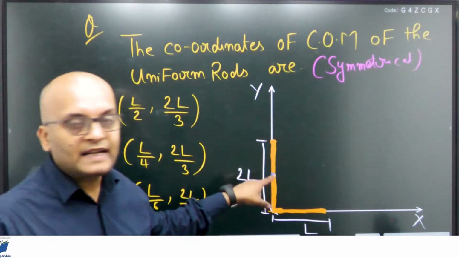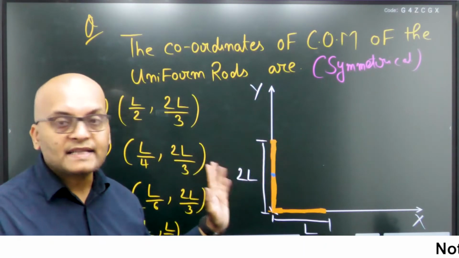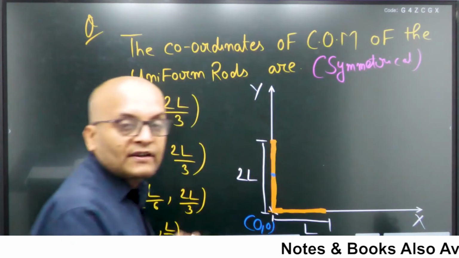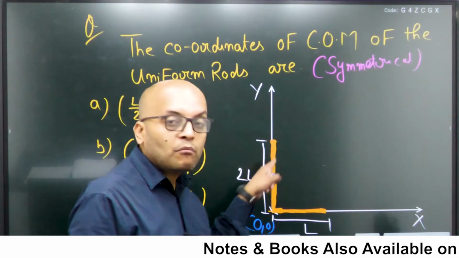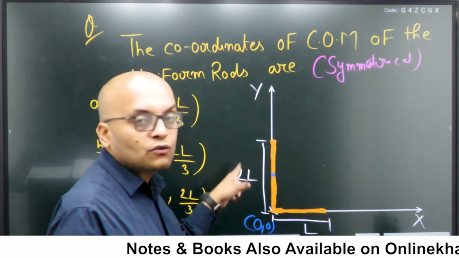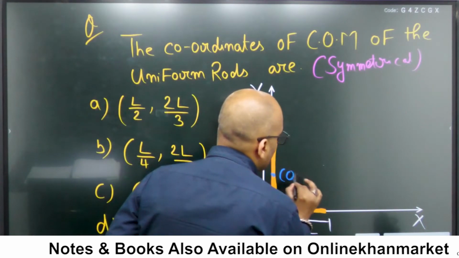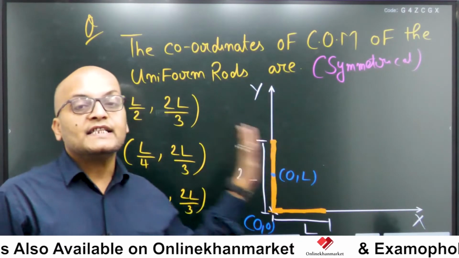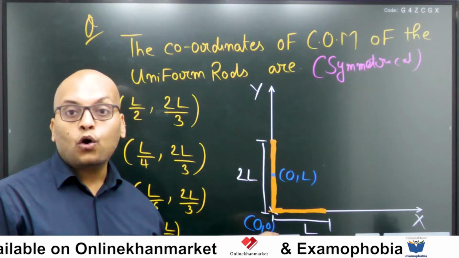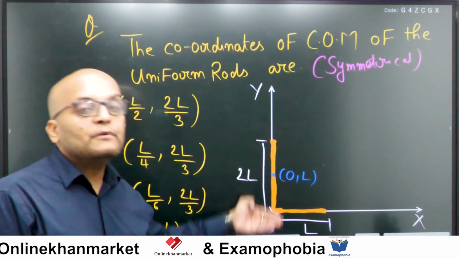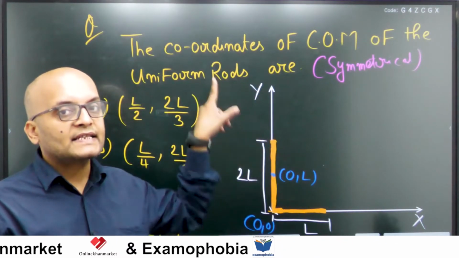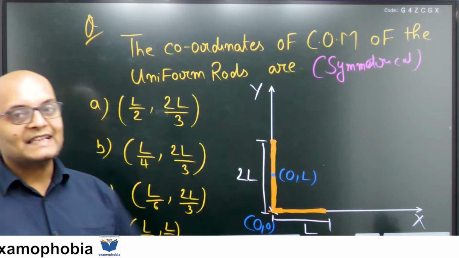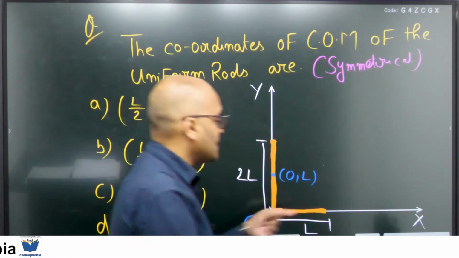And as you can see, my dear student, that this rod is along y-axis. So in reference to origin, if my origin is 0, 0, the center of mass of this rod will be at 0, L. Tell me yes or no. The center of mass of this rod will be at 0, L in reference to my origin. Why? Because this rod is located along y-axis. Its x coordinates are 0. Yes or no? Right?